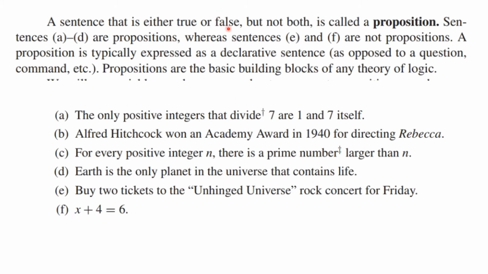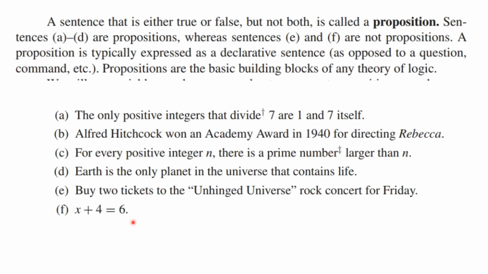Let's begin with a definition of what a proposition is. A sentence that is either true or false, but not both, is called a proposition. And so if we look at these things, we see that A through D are propositions. Now, it turns out either Earth is the only planet in the universe that contains life, or it's not, once you figure out what life is. And these other things, I think, are true. Actually, I don't know about the Alfred Hitchcock thing.